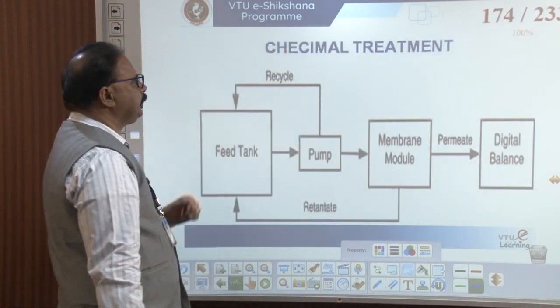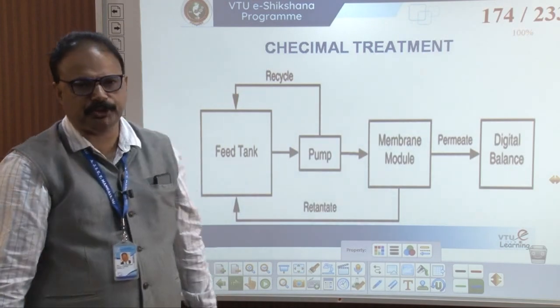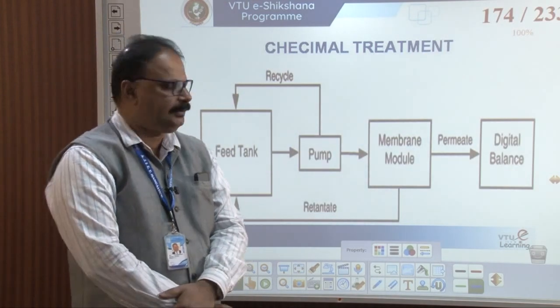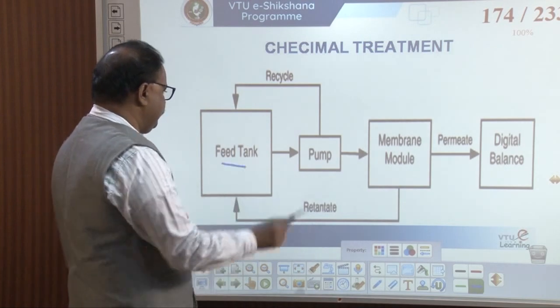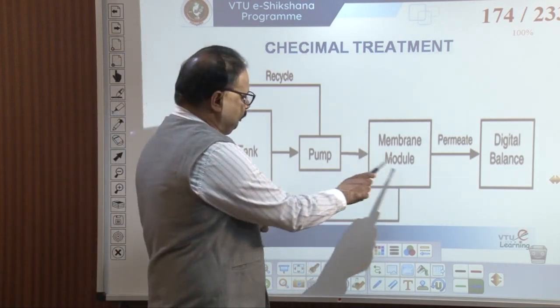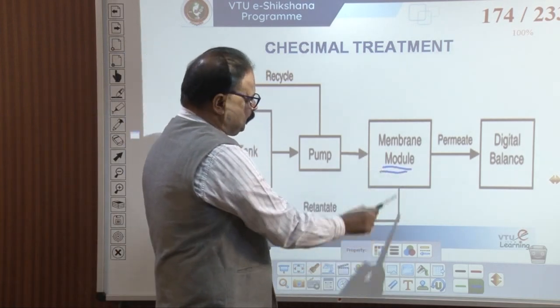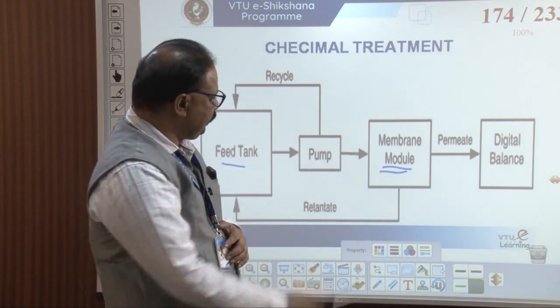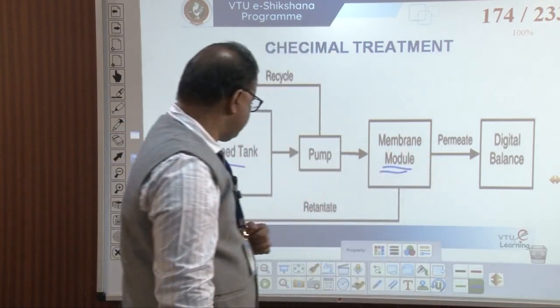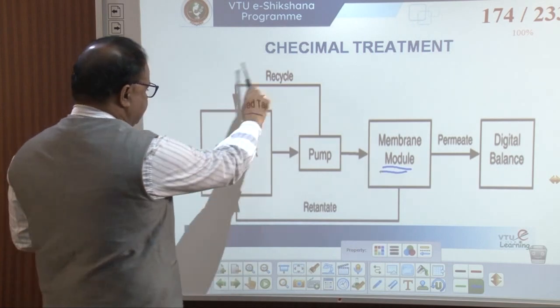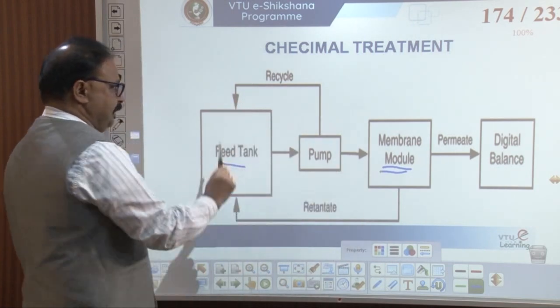Now we go for the chemical treatment. This is the process of chemical treatment. This is a feed tank, pump, membrane module, and digital balance. These are the recycling process.